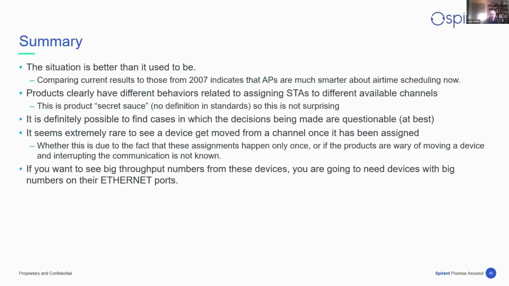So just in quick summary, one of the things you'll notice if you take a look at the article at smallnetbuilder.com is that Tim points out that the situation is actually a lot better than it used to be. He's been looking at these kinds of things for quite a while now, and there are some results from back in 2007. And what we can see is that APs are actually getting smarter about airtime scheduling. It's a hard problem, but it's improving.